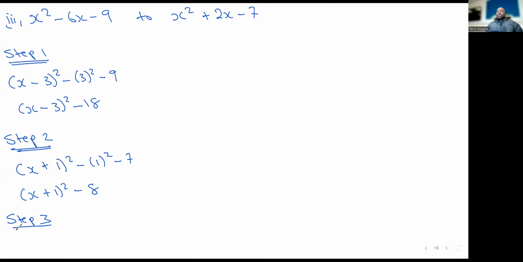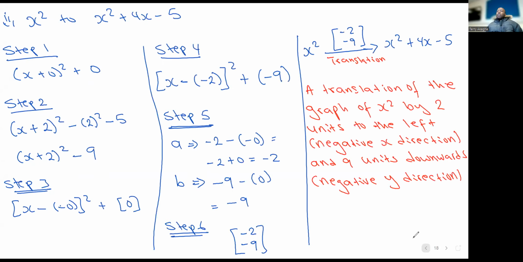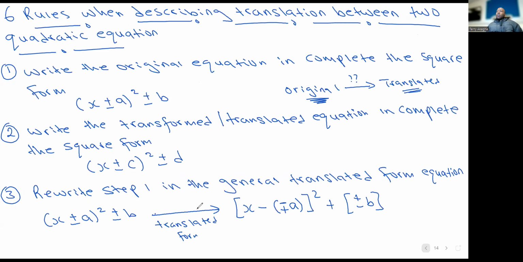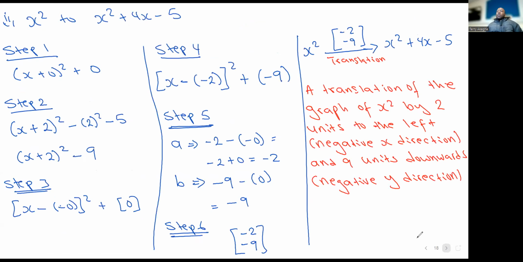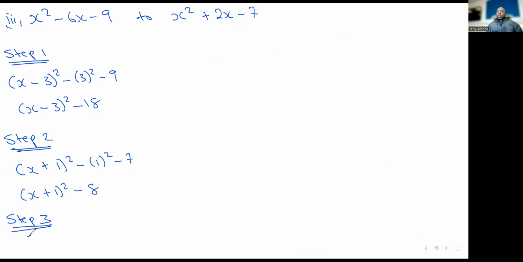The next thing we have to do is convert the original one to the translated form. So we have to rewrite step 1 in the translated form. In the translated form, you must have minus, okay? So it's going to be x minus. Now, but we have minus 3 here. So for this to remain minus 3, in the bracket we're going to have plus 3. Okay, so in the bracket we have plus 3, then squared. We can see minus times plus will give us minus, so everything is fine.